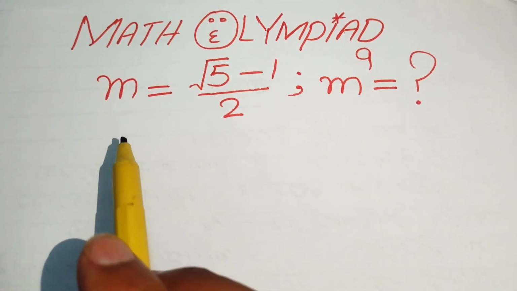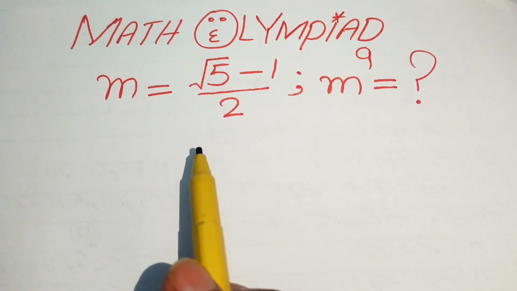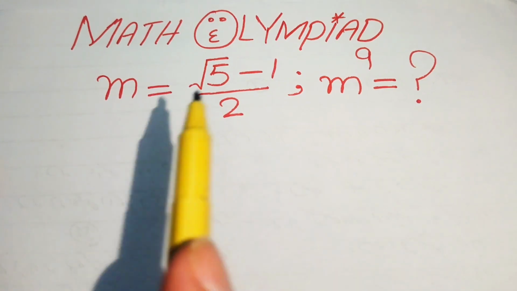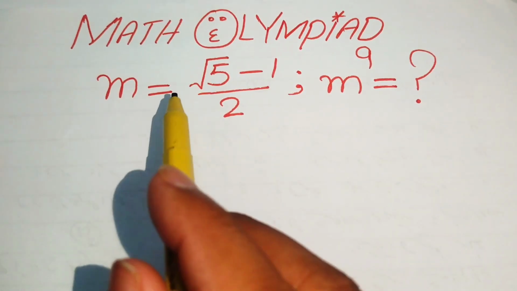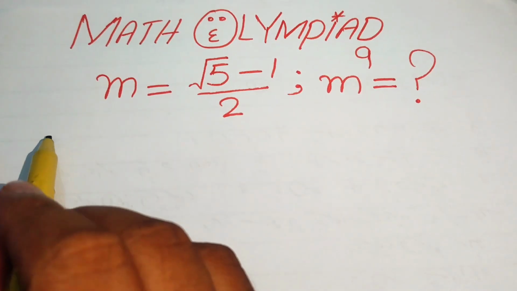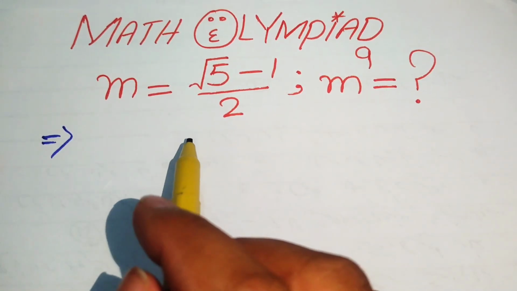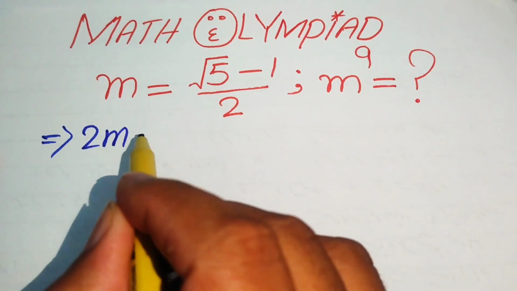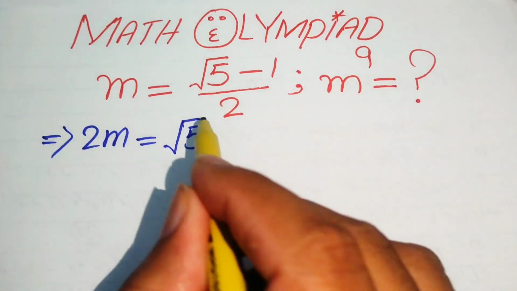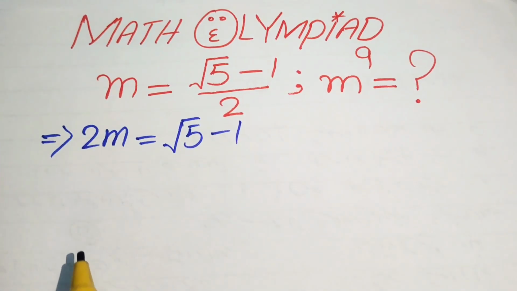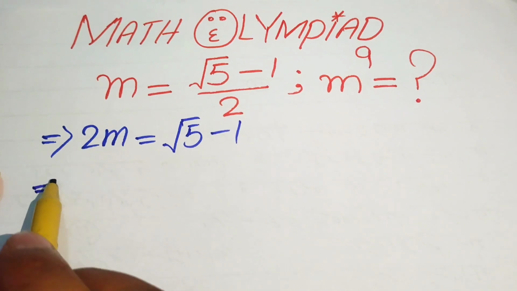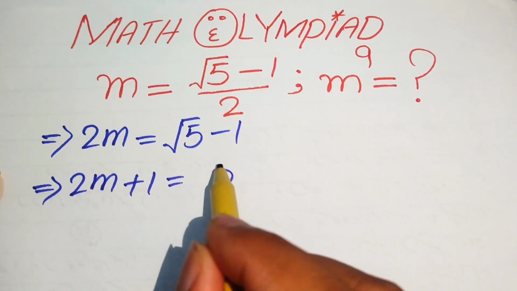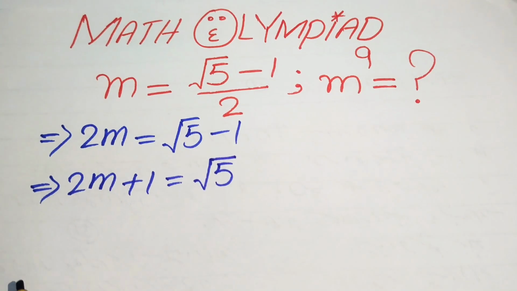And here we have m equals (square root 5 minus 1) over 2, and we solve this problem for the value of m to the power of 9. So the very first step we are going to do is simplify this expression. First we move this 2 to the left hand side and write it as 2m equals square root of 5 minus 1. And now in the next step we move this minus 1 to the left hand side, and it will be written as 2m plus 1 equals square root of 5.